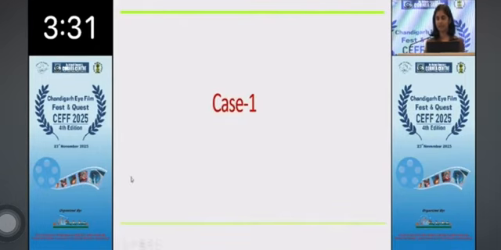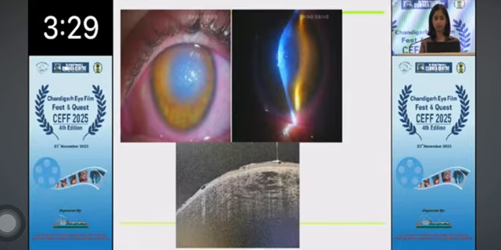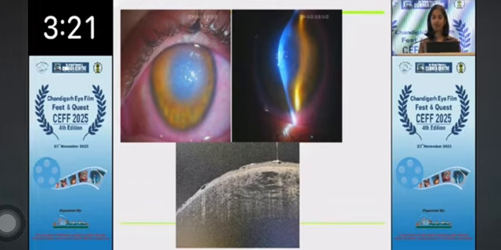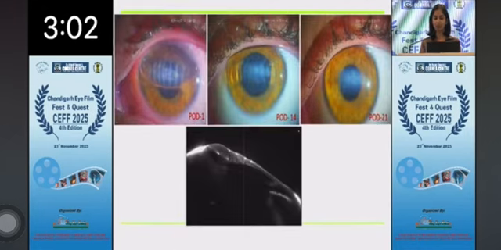Now coming to the cases, case number 1. A 14-year-old female presented with sudden onset of diminished vision and marked photophobia. On examination, there was a central corneal edema involving the visual axis with epithelial bullae. On ASOCT, there were visible microcystic epithelial blebs and intrastromal fluid pockets suggesting aqueous ingress secondary to Descemet membrane break. Compression sutures were applied.